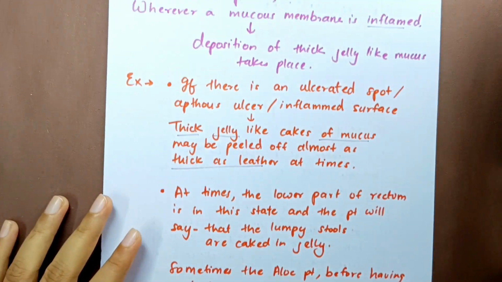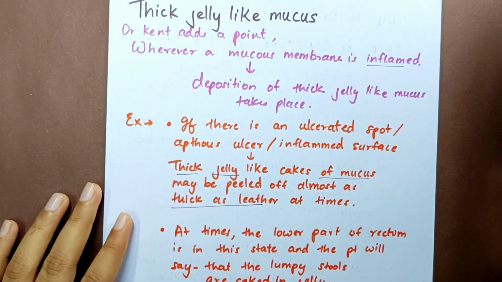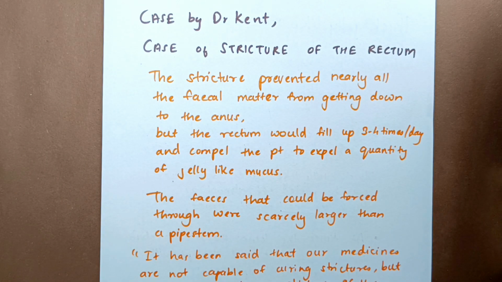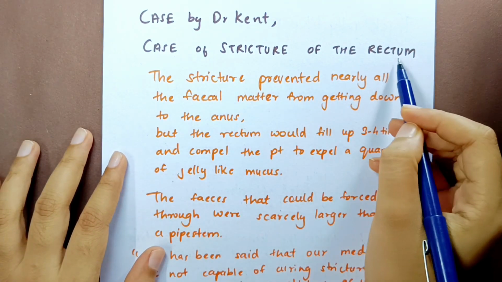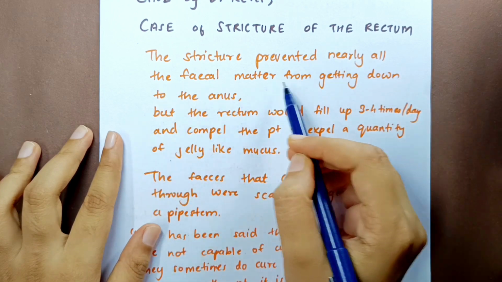So this is a very important point about the thick jelly-like mucus that Dr. Kent adds. Next, he mentions a very interesting case which is based on this very symptom that we just discussed. This is a case of stricture of the rectum, which prevented nearly all the fecal matter from getting down to the anus.